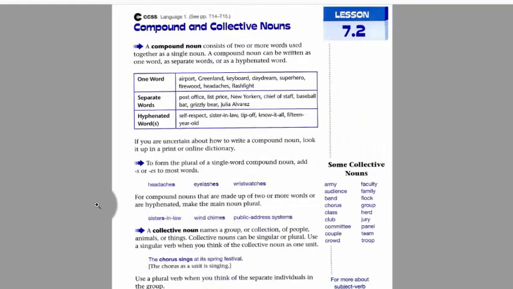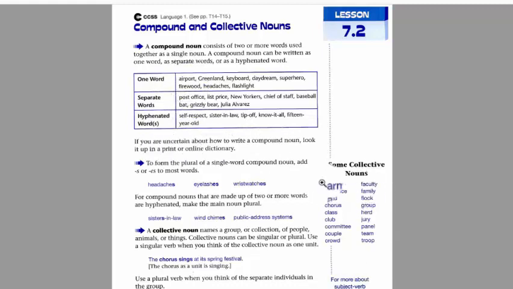In lesson 7.2, we talked about compound and collective nouns, and we knew that compound nouns refer to a word that consists of two or more words, and these two words can together form one word, or can still be separated, or can be hyphenated. So a compound noun can be one word, separate words, or hyphenated words. How do you know whether this compound noun should be hyphenated or separated? You should consult a dictionary.